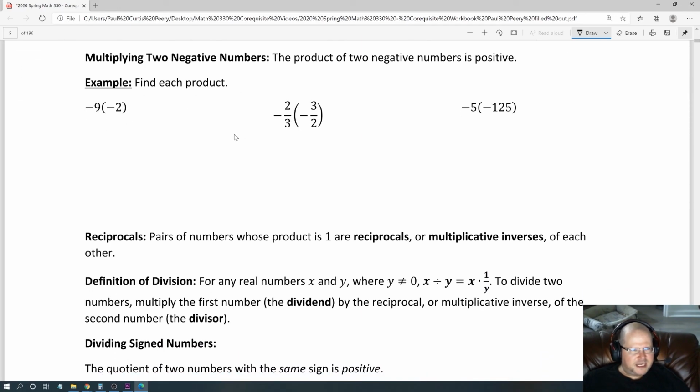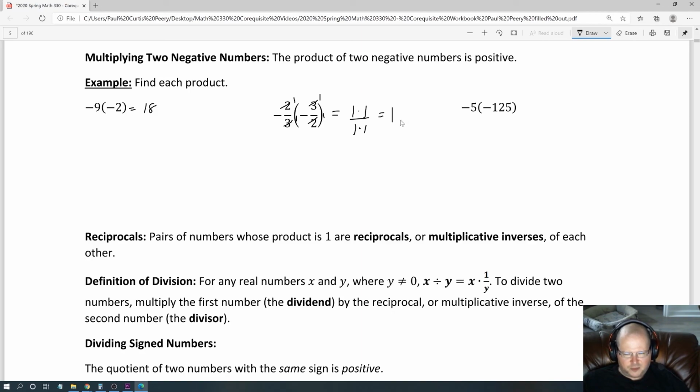Let's go down a little bit. Multiplying two negative numbers. Now, negative times a negative is a positive, positive, positive. So we already know what the signs of all of these are going to be. Negative 9 times negative 2 is a positive 18. Negative 2/3 times negative 3/2 is going to be positive, and they're going to cancel out. The 2 here and the 2 here are going to cancel out, go to 1. 3 here and 3 here are going to cancel out, give me a 1. And you end up with 1 times 1 over 1 times 1, which gives me a 1. So if everything cancels out, essentially you're going to end up with 1.